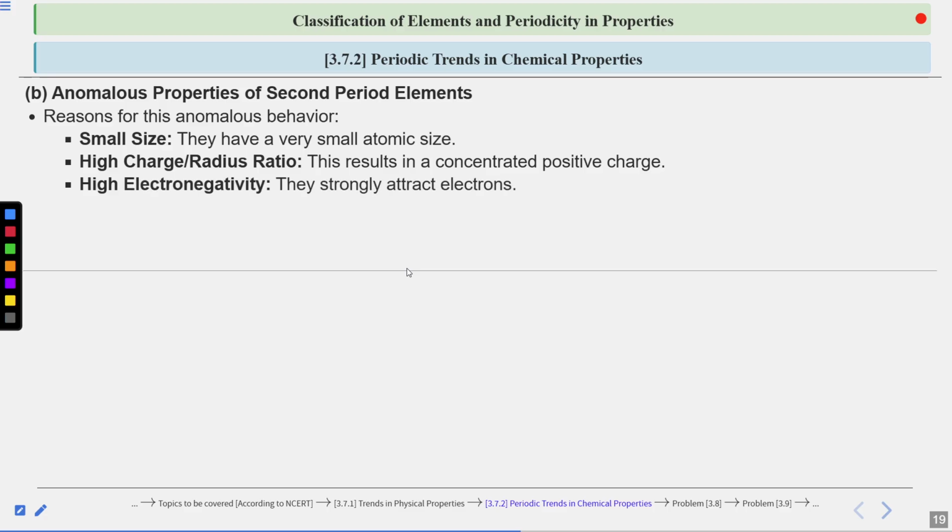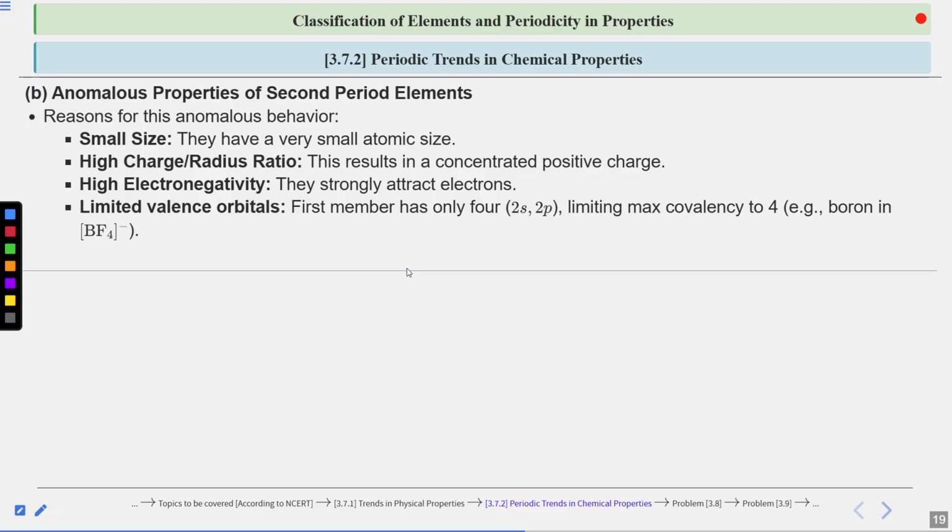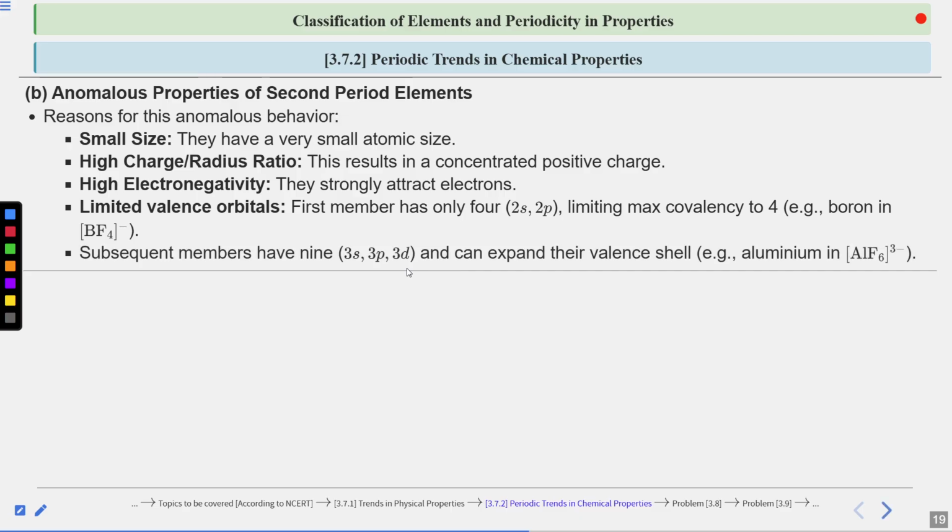Third point, due to their high electronegativity. We know that electronegativity decreases from top to bottom, therefore the topmost element has the highest electronegativity. And the fourth point is limited valence orbitals. Boron has only two types of subshells, s and p, so it can accept very few electrons and has a limited valency. This is not seen in aluminium because it has three subshells, 3s, 3p and 3d. So this is the reason behind the anomaly in the second period elements.